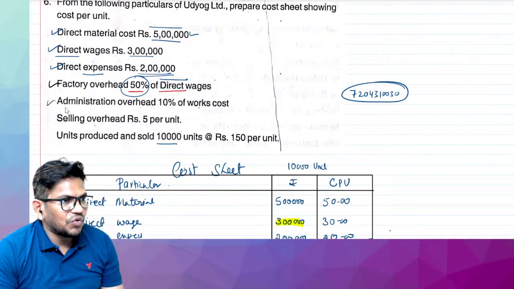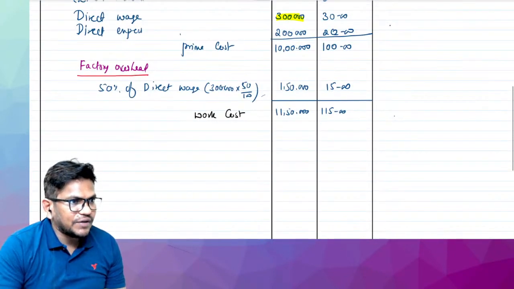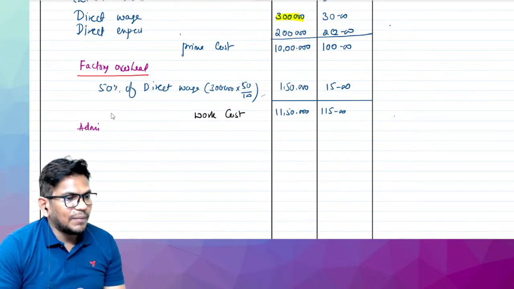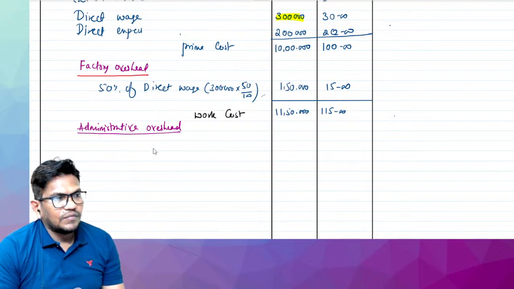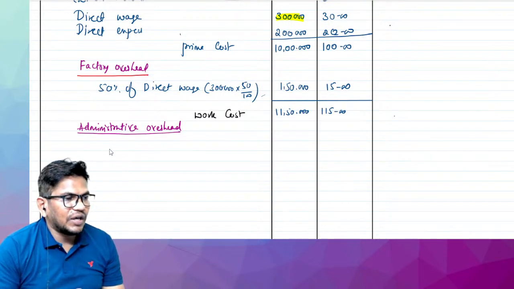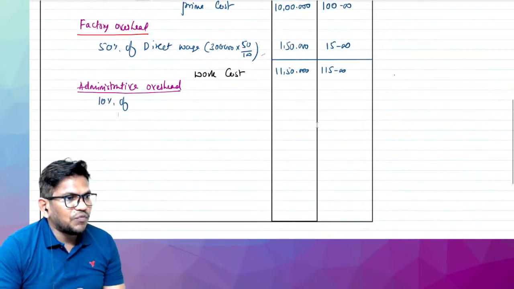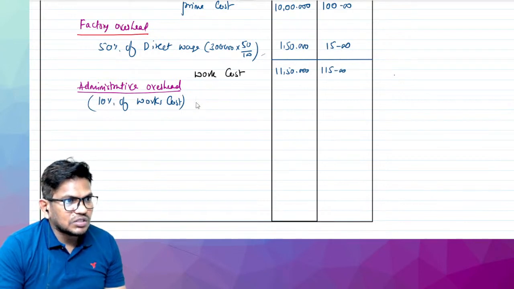Next is what? Administrative overhead. 10% of work cost. Okay? Note down, my dear student. Administrative overhead. These are the previous year questions. Remember? Administrative overhead ಎಷ್ಟಾಗುತ್ತಿದ್ದು? Look at that. 10%. 10% of what? 10% of work cost. They said, right? Works cost. How much work cost?